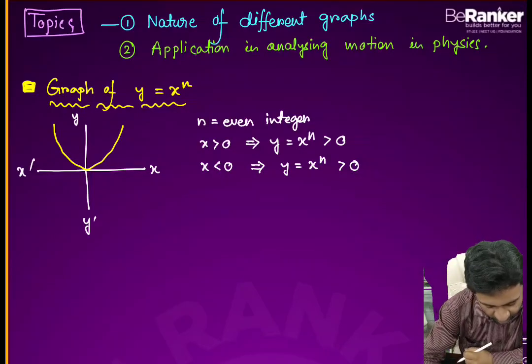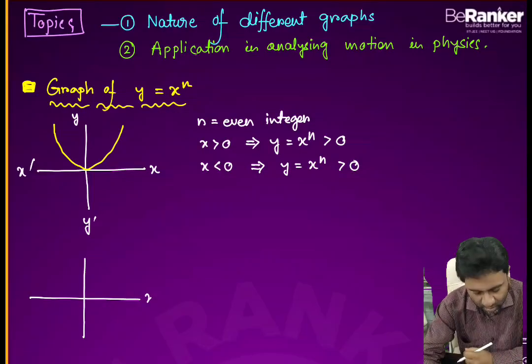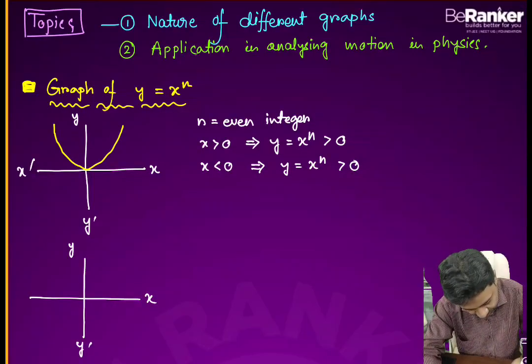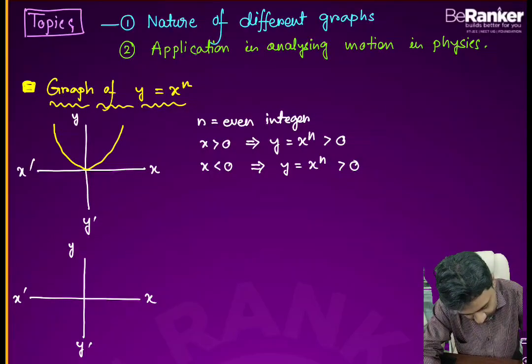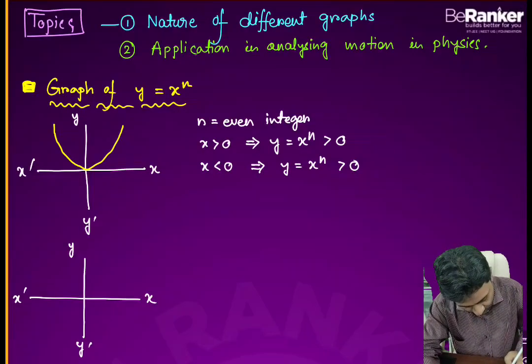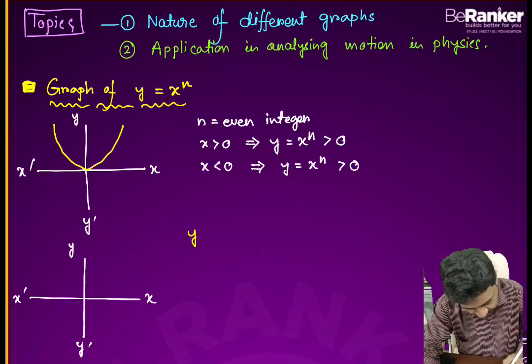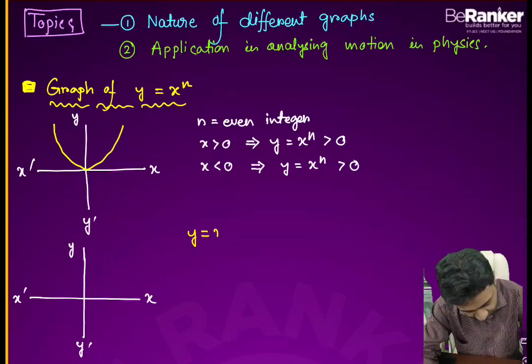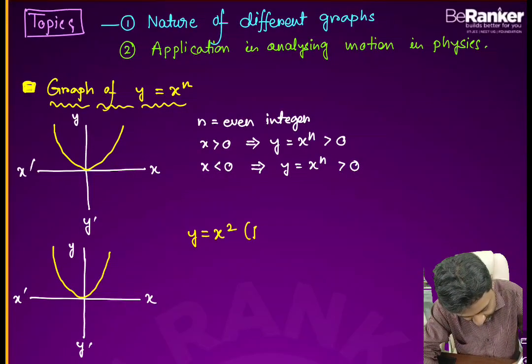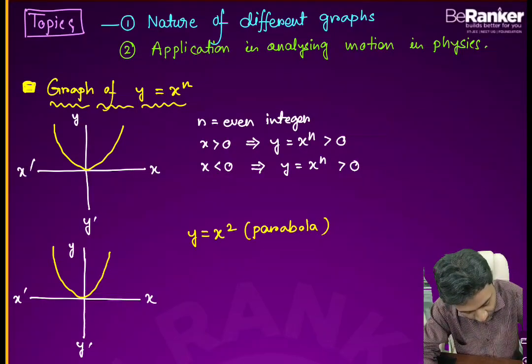Now one more thing, if the power is 2 or 4 or 6, how do you show them in the same graph? Let's understand that. As n increases, the graph shifts towards the right. So I will show you in yellow color the graph of y equals x square. The graph looks like, say, this. Obviously it will assume a parabola. We call this a parabola.